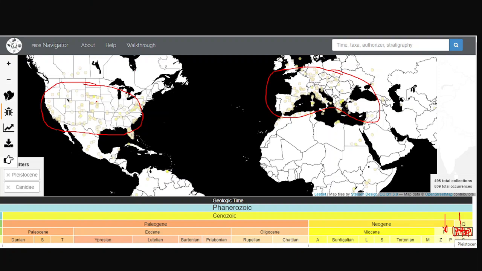Foxes. There's multiple different groups of foxes, like gray foxes, and red foxes, and varieties of various things, right? Those foxes are found here, and they're found here. And this happens over and over and over again.